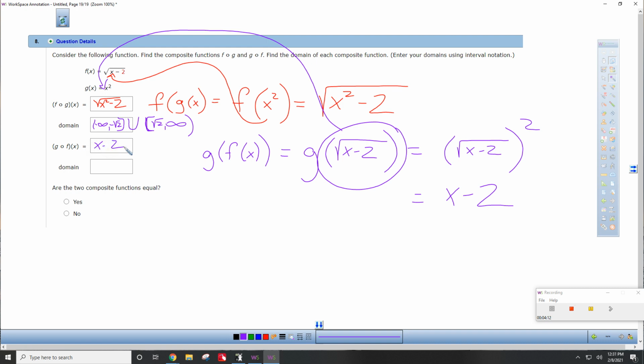What's the domain for that? I think it's everything. So negative infinity to positive infinity. And are they equal? No, they are not. I hope I did that right. I do believe I did. Hope that helps. Boom!